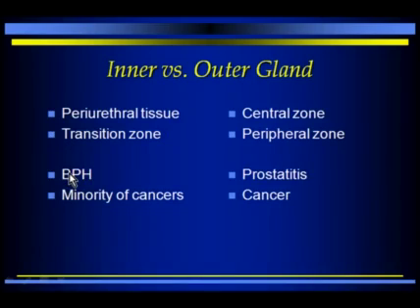So if there's one thing I need you to take home from this lecture, it's that there's glandular anatomy of the prostate, dividing it into the inside, periurethral tissue and transition zone, and the outer gland, central zone and peripheral zone. The inner gland is commonly affected by BPH. A small minority of cancers are seen in the inner gland. Our diagnosis of cancer predominantly involves the outer gland, central zone and peripheral zone, and prostatitis also predominantly involves the outer gland of the prostate.